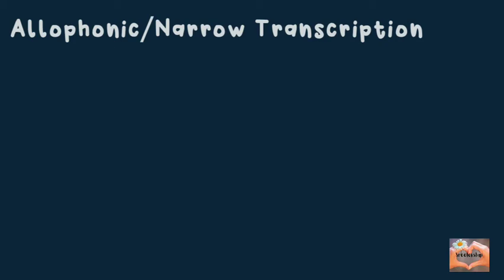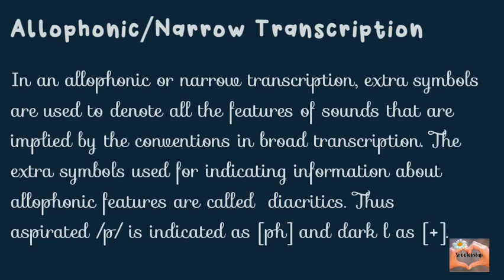Next is the allophonic or narrow transcription. In an allophonic or narrow transcription, extra symbols are used to denote all the features of sounds that are implied by the convention in broad transcription. The extra symbols used for indicating information about allophonic features are called diacritics. Thus, aspirated p is indicated as p with a raised h, and dark l sound as l with a tilde sign.